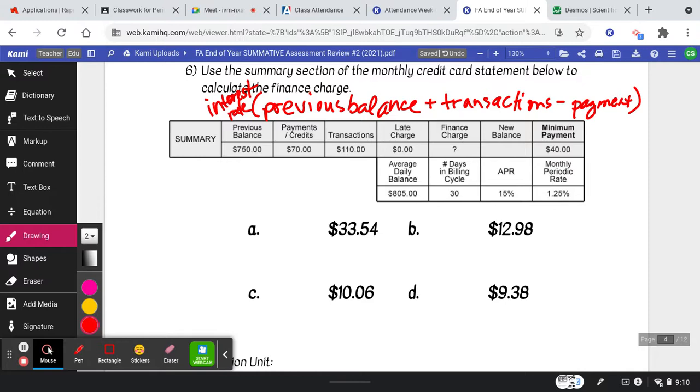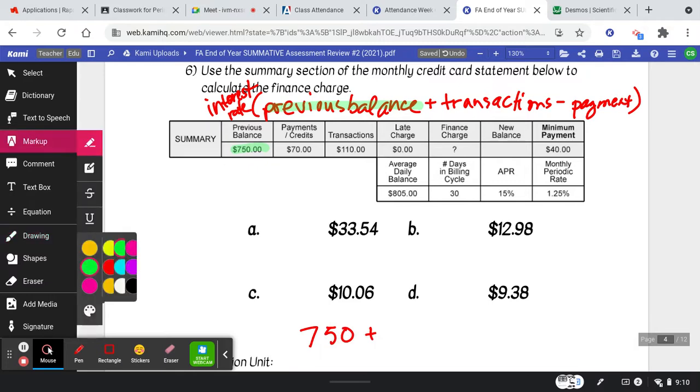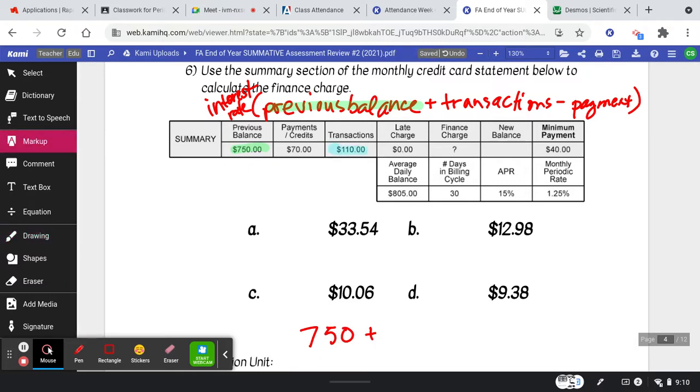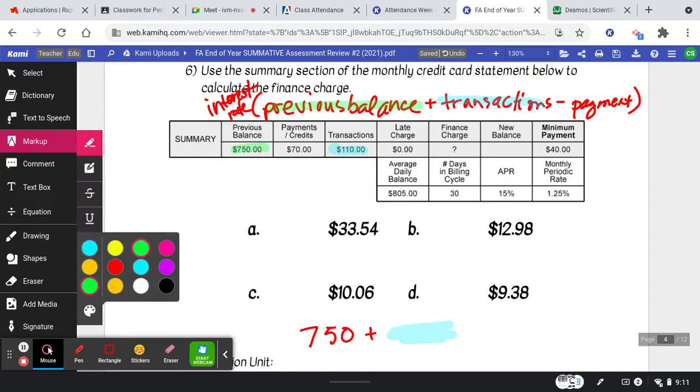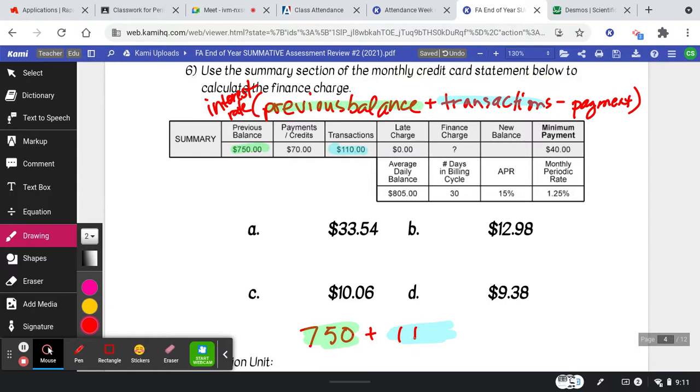And I'm at Blanca. Blanca, we're going to start just filling in things here after you're done writing. What is my previous balance from this little credit card statement? $750. You see it right there? Good. So we're going to start by doing $750. And then we're going to add the transactions. What do you see as our transactions on this statement? Good. Now, sometimes it says new purchases and sometimes it says transactions. That's the same thing. Things I bought during the month. Okay, so that 110 goes there.